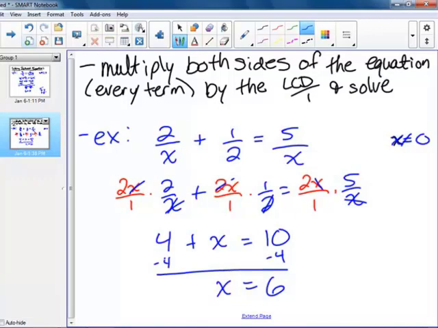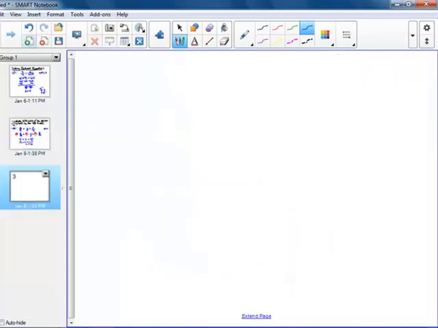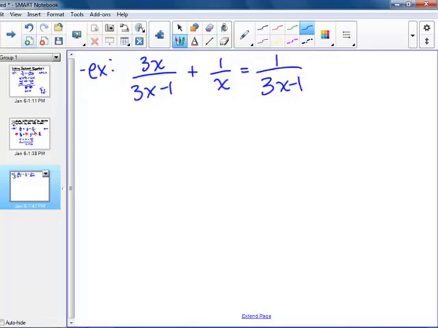Okay, how about, okay, let's do one more. So, my first fraction, 3x over 3x minus 1 plus 1 over x equals 1 over 3x minus 1.